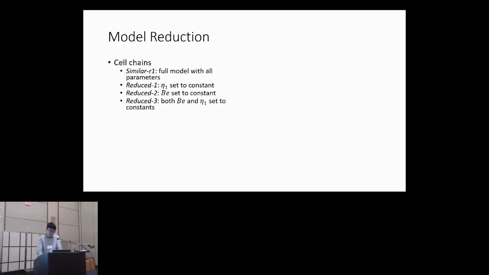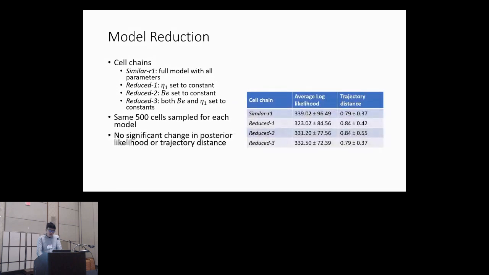So we were curious what would happen if we set one of those two parameters or both of them to constant values. We ran cell chains on 3 additional models. In reduced 1, eta1 is set to constant. In reduced 2, B is set to constant. And in reduced 3, both B and eta1 are set to constants. We sampled the same 500 cells as in similar R1. So cells sampled from each model still form a cell chain, a similar chain. Okay, as you can see on the right, we observed no significant change in posterior likelihood or trajectory distance.